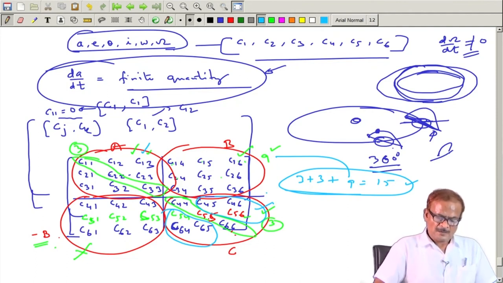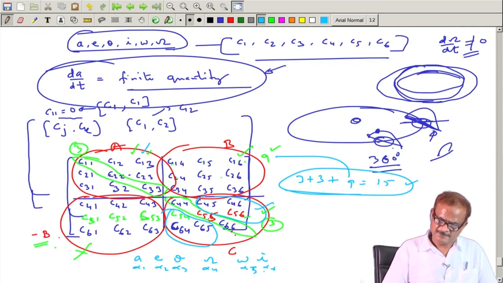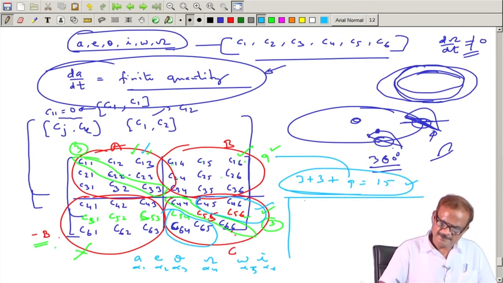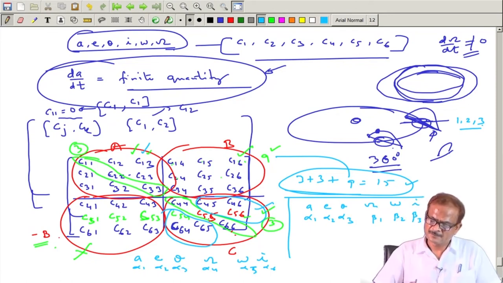And one more part: let us say that A, E, theta and capital omega, small omega, I, we write as alpha 1, alpha 2, alpha 3, alpha 4, alpha 5, alpha 6, or either C 1, C 2, C 3, C 4, C 5, C 6, okay, this way. So, instead of doing this, we will write A, E, theta as alpha 1, alpha 2, alpha 3 and capital omega, small omega, I as beta 1, beta 2, beta 3. So that our indexing will be only over 1, 2, 3. I will show you in the next lecture what this implies. And so, this will ease our process, okay.